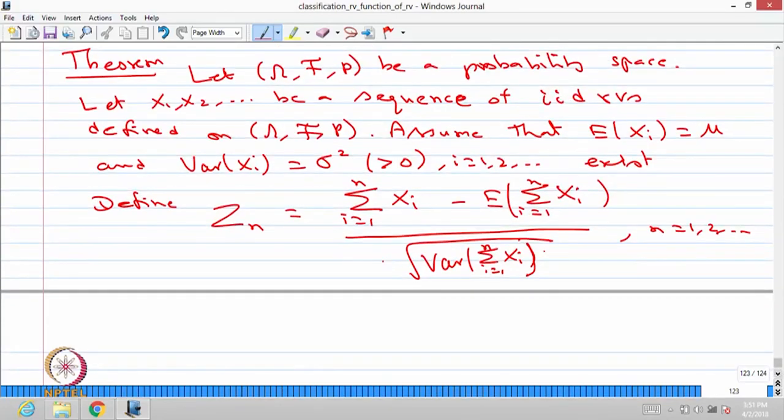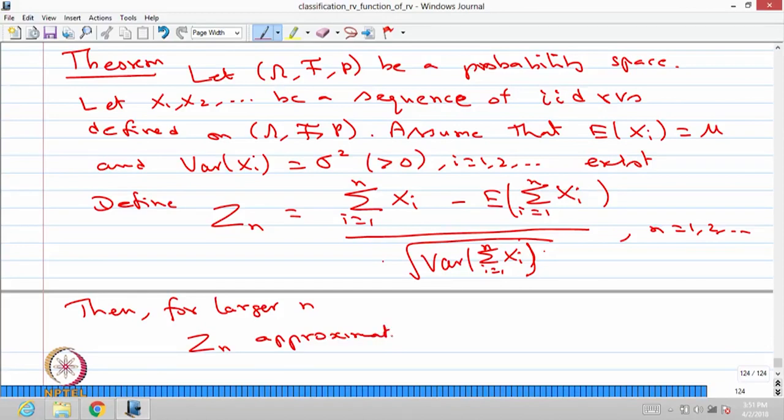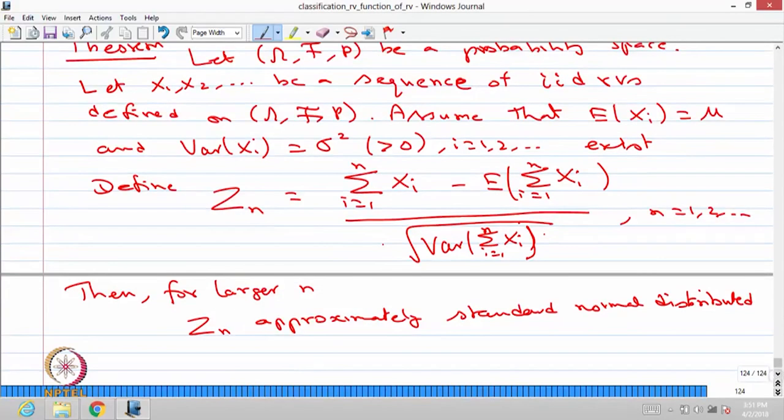What the central limit theorem says is, then for larger n, Zn is approximately a standard normal distributed random variable. Then for larger n, Zn is approximately a standard normal distributed random variable.